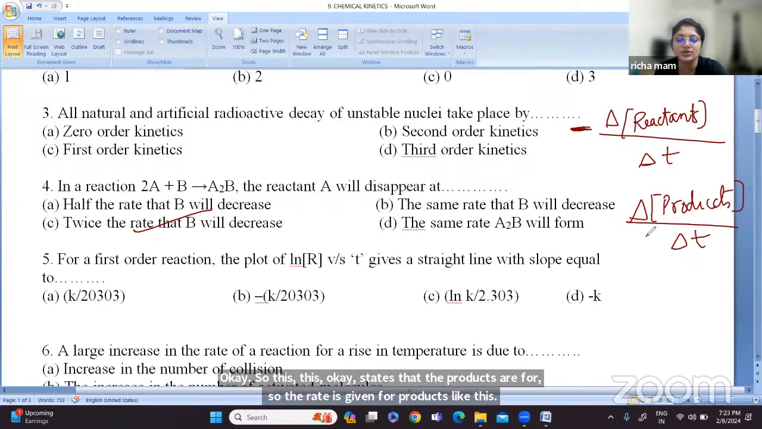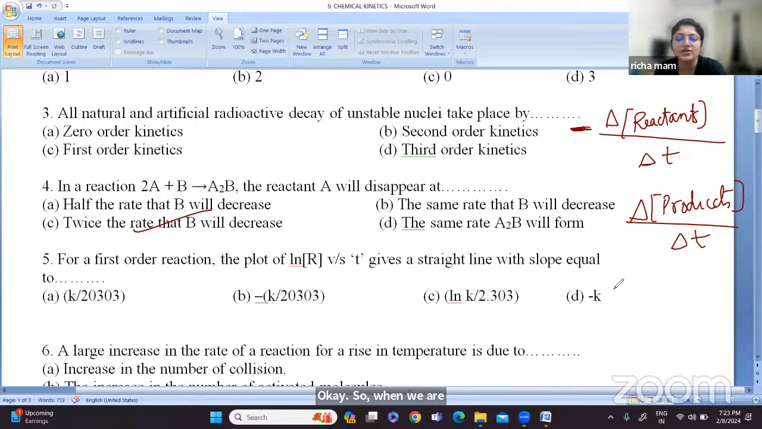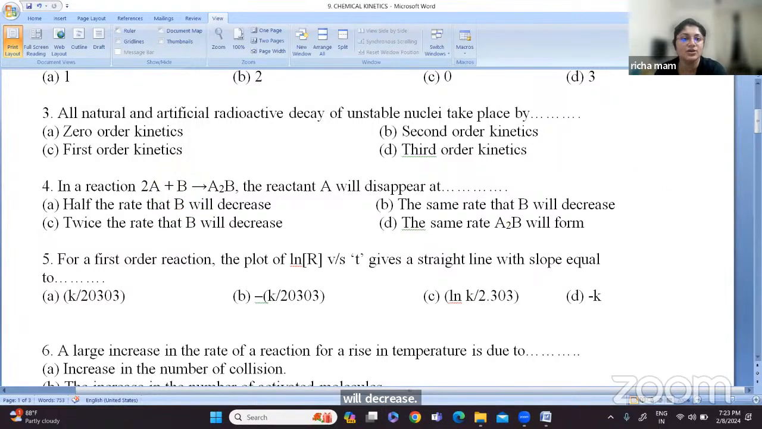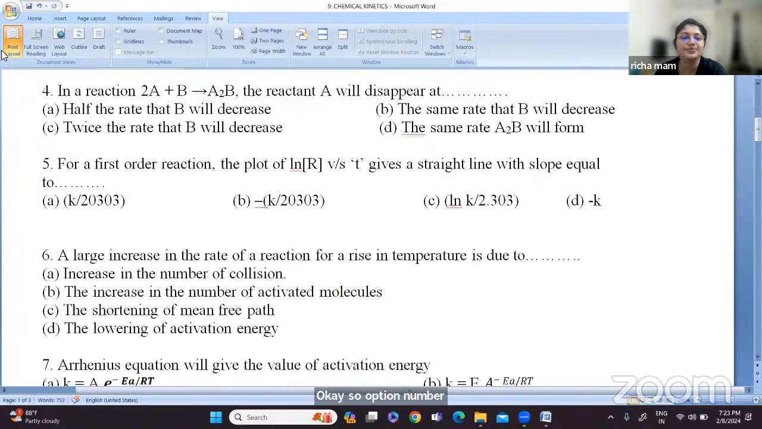So when you go through this equation, the rate of disappearance of reactant A will be twice the rate of disappearance of reactant B. Reactant A will disappear at twice the rate at which B decreases. So option number C is the right answer. Moving to the next question.